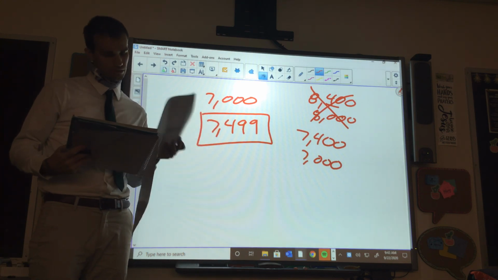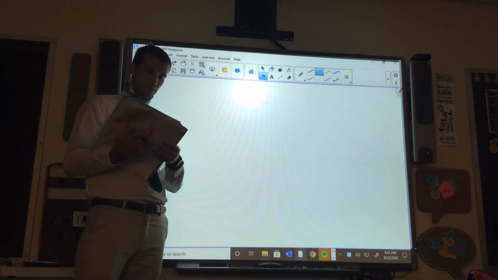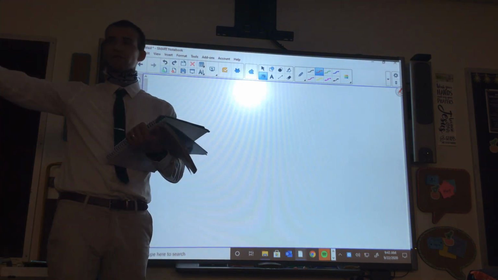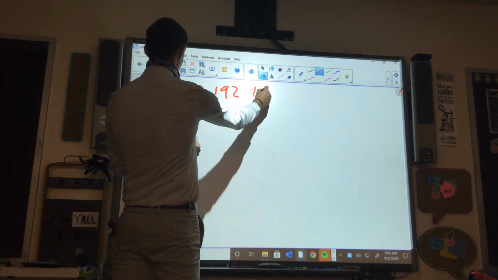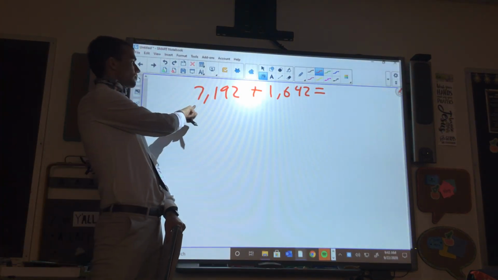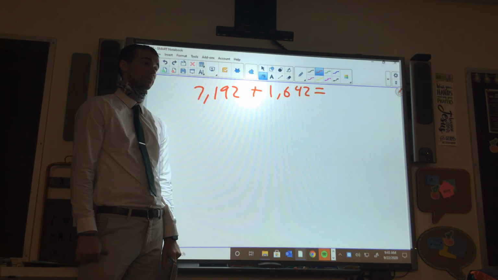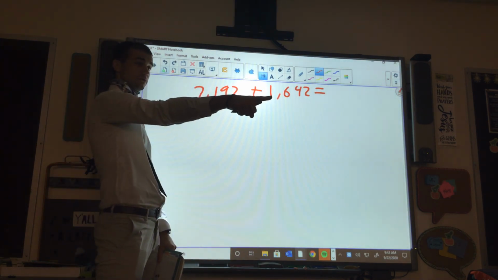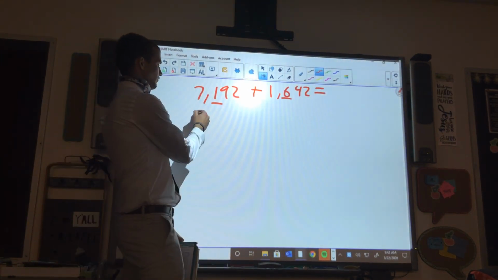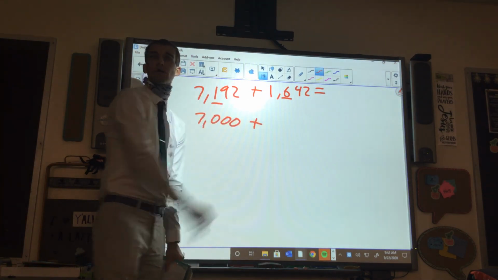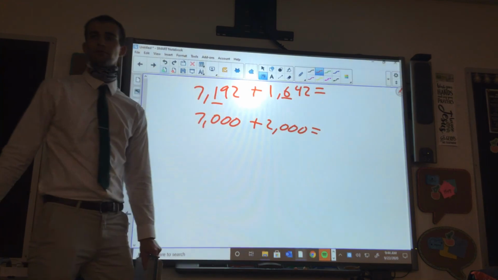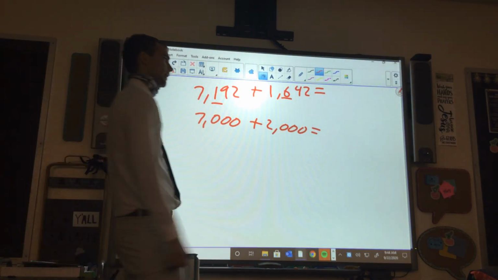All right, a few more here. What we're doing is rounding both numbers, and then figuring out the answer. So if I have 7,192 plus 1,642, what does this round to? I need your eyes up on the board. What do these round to? Rounding to the nearest thousand. 7,000 plus this number rounds to 2,000. Add them together and we get 9,000.